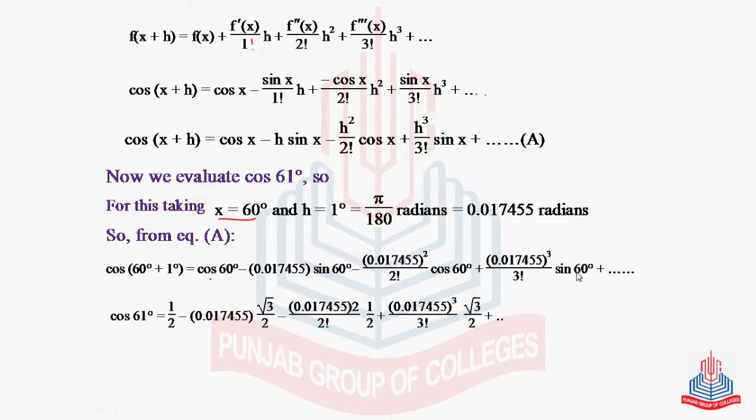Now cos of 61 is equal to, as the value of cos of 60 degree is 1 by 2, minus this will be the same, sin 60 is square root 3 divided by 2. Similarly 0.017455 square divided by 2 factorial, and the value of cos 60 is 1 by 2, and this will remain the same, and sin of 60 is under root 3 by 2.